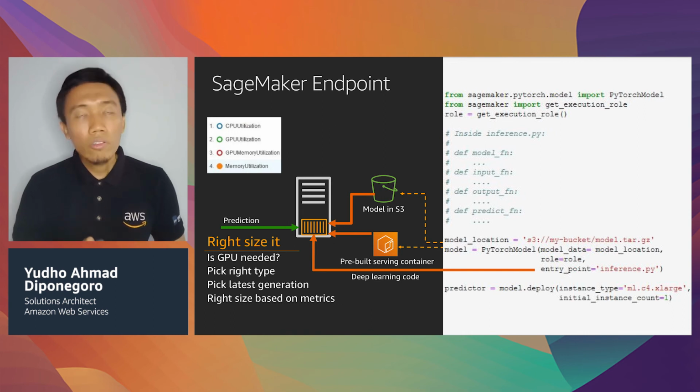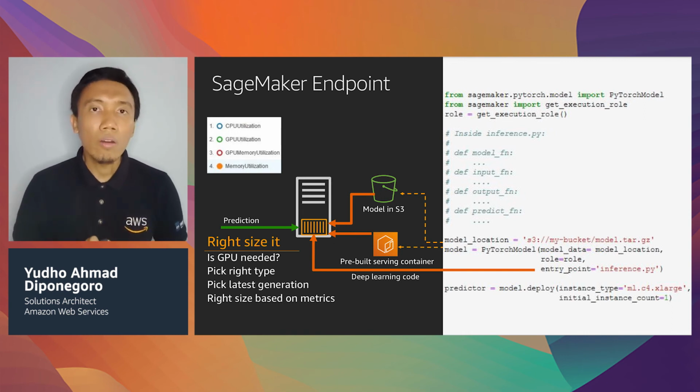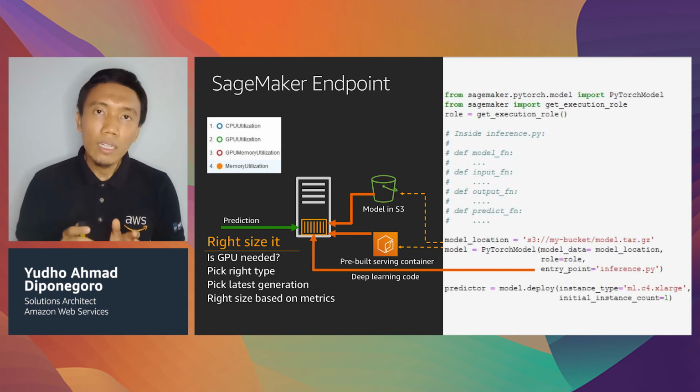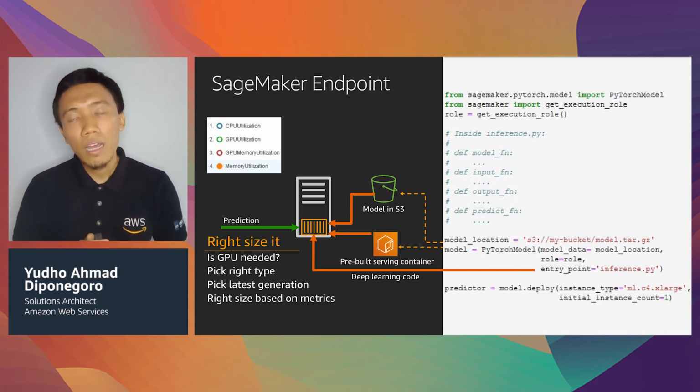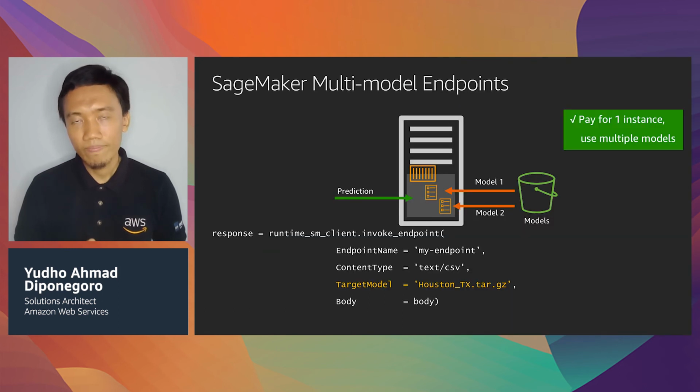It is also important to take a look into our CloudWatch metrics and use the data to pick the right instance type and the right size to host our model in SageMaker. And it's also good to always pick the latest generation instance.